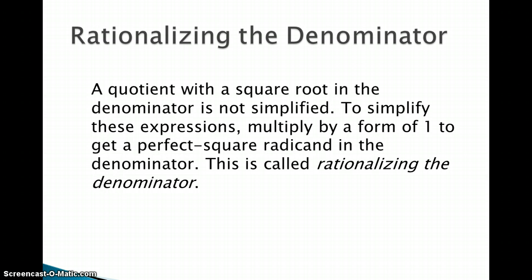Now let's look at rationalizing the denominator. A quotient with the square root in the denominator is not simplified. Remember that the denominator is the number at the bottom of your fraction. To simplify these expressions, multiply by a form of 1 to get a perfect square radicand in that denominator. This process is called rationalizing the denominator.